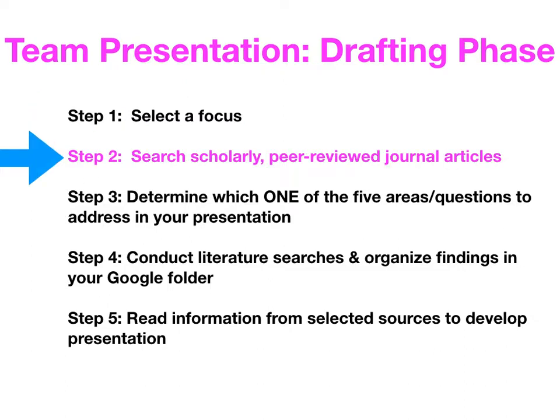Step 2, you are going to make a plan on how you're going to search for scholarly peer-reviewed journal articles that you can use to address all 3 questions in your presentation. Your team should have a conversation and figure out how you're going to translate questions A, B, and C for option 1, or I, J, and K for option 2 into a focused statement that can be researched about the specific group characteristics that you've selected.